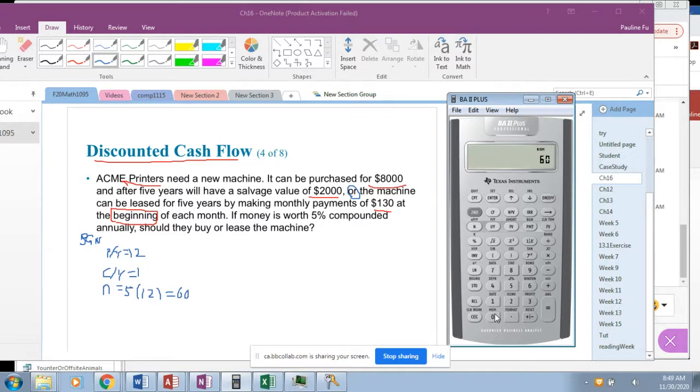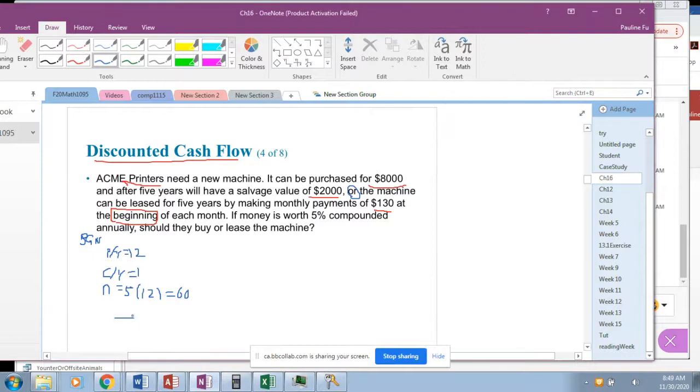And then 60 is N, the term N. 5 is IY. 130 negative PMT. We have entered 3 numbers. Remember, we need to enter 4 numbers. 0 FV as a precaution to clear any previous entries. Final step, compute PV. And we get this number.